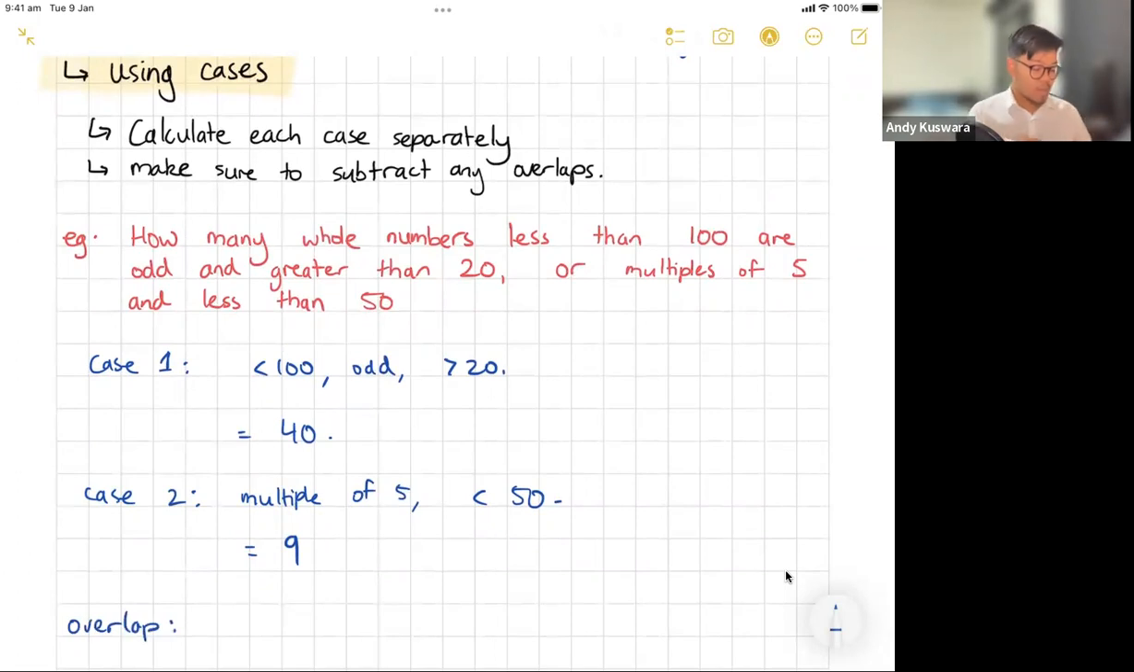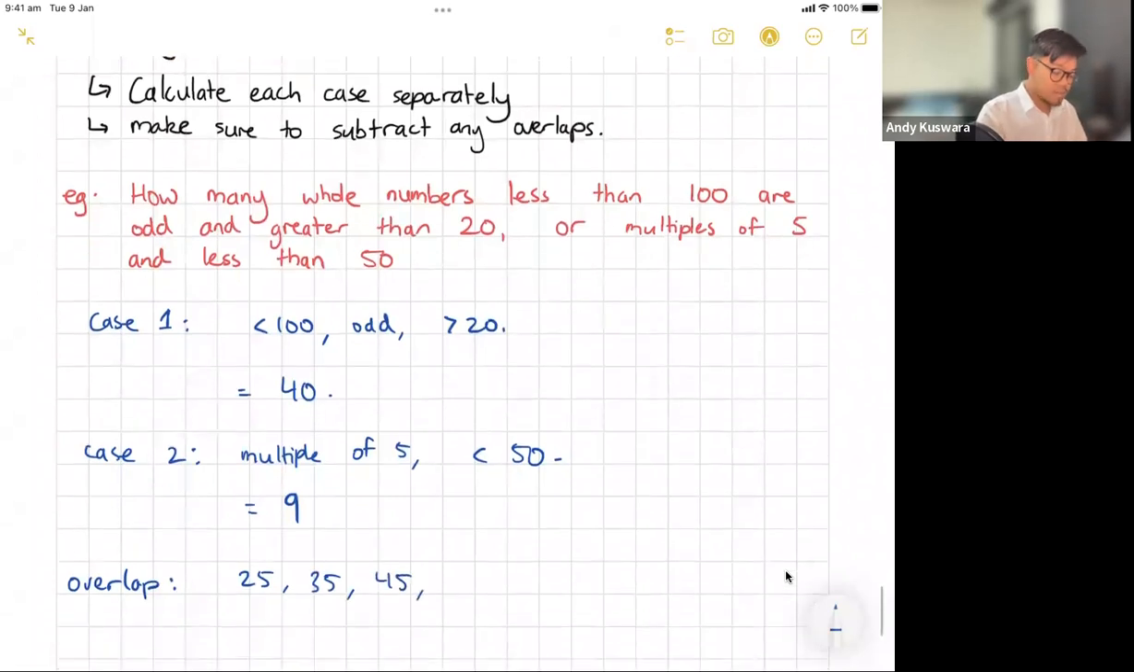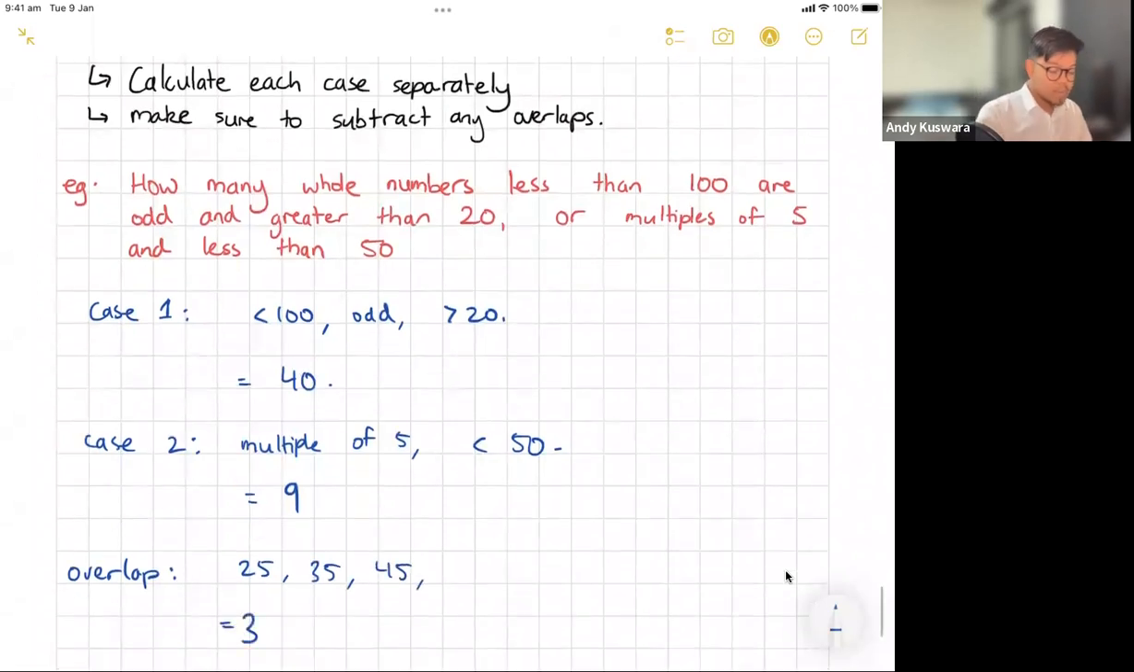So it needs to be greater than 20. So technically, the overlap is going to be 25, 35, and 45. So there's 3 that overlap. So all 3, 25, 35, and 45 are all numbers greater than 20. They're odds, and they're multiples of 5 less than 50.